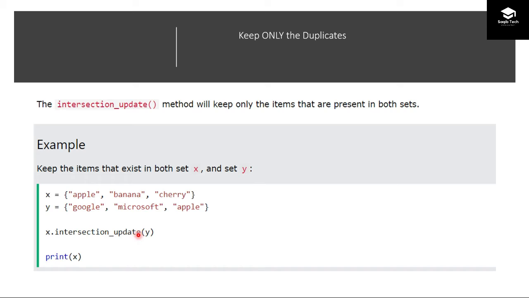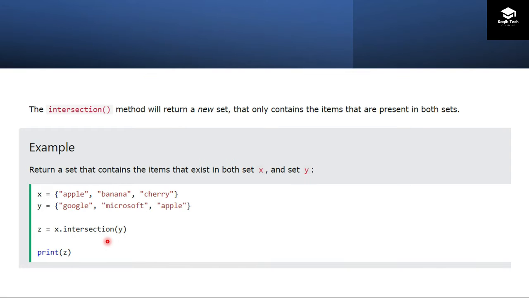The intersection_update method will keep only the items that are present in both sets. It will check which item is present in both the X set and the Y set, and it will store the result back in X. Here apple is common in both sets, so the result will be apple.